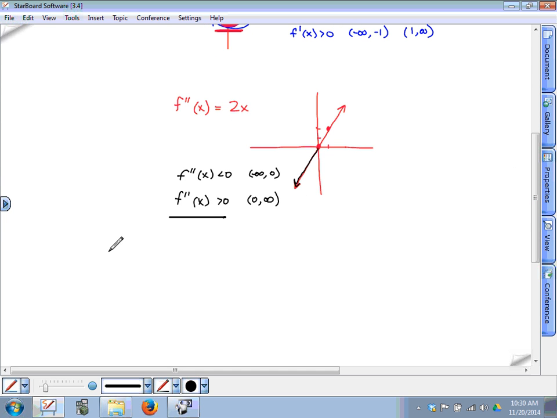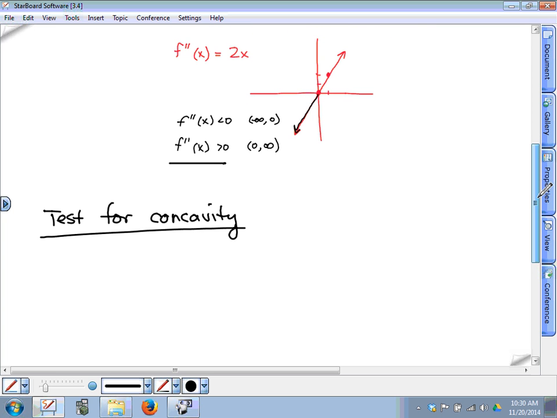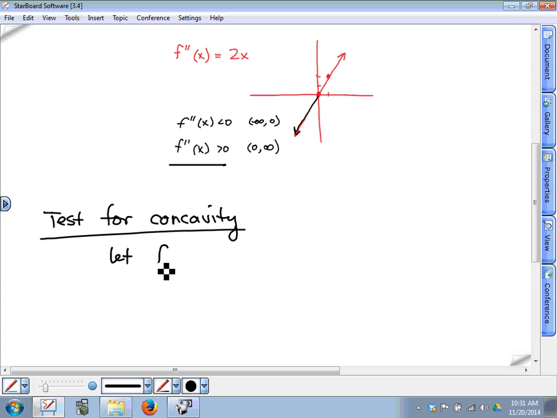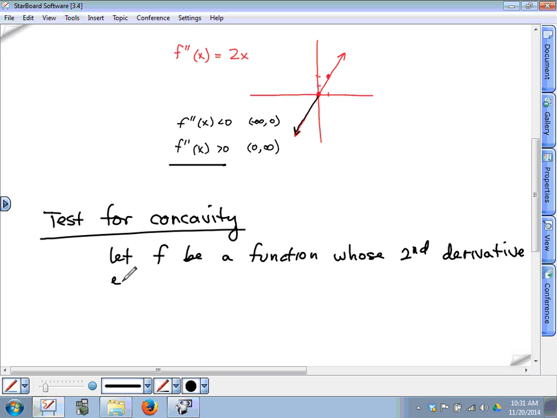So let's just write this down in a nice little box here. Test for concavity. Write this down. It's a really easy test, and you got to write fast. Let f be a function whose second derivative exists on an open interval I.